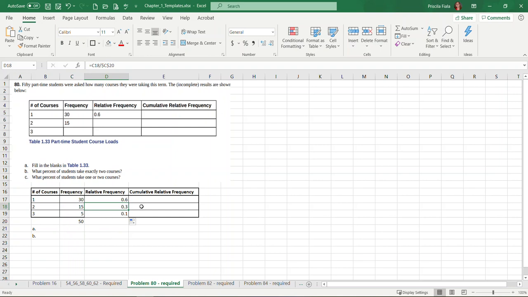And then the last one has to be 10%. Why does it have to be 10%? Because your relative frequency, the sum of them, has to sum to 100% always. 1 or 100%. There it is. If it doesn't, something is not correct.